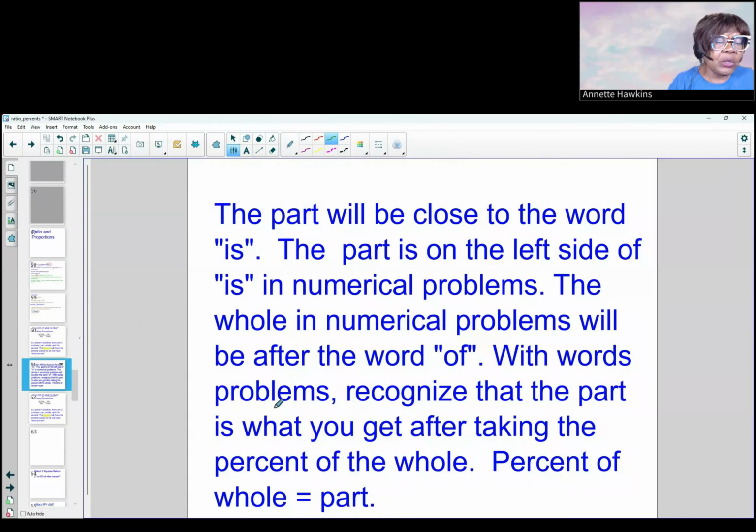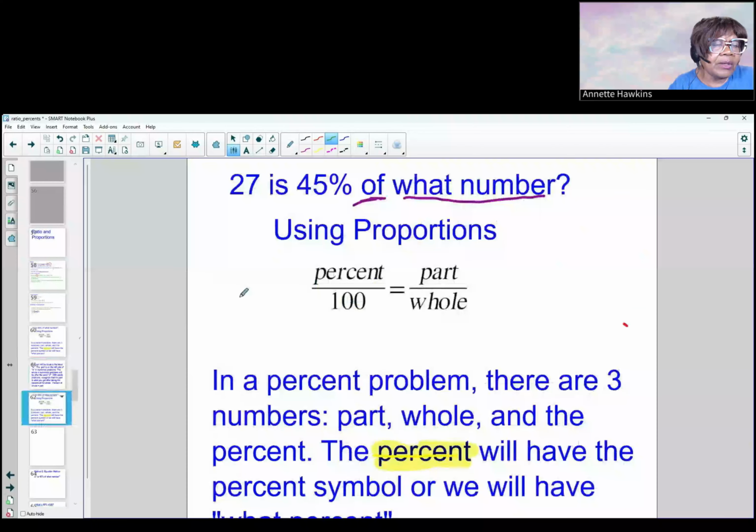Okay. So with word problems, we have to recognize that the part is what you get after taking the percent of the whole, but we'll get to that. Percent of whole equals the part. Okay. All right, so let's come back to this problem. 27 is 45% of what number?